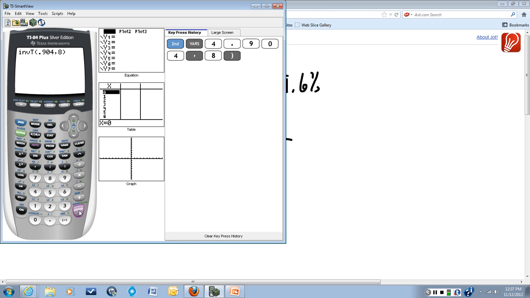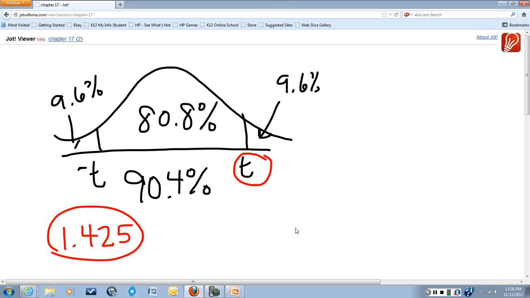Remember to close parentheses, we'll hit enter. It'll think for a minute, and it will give us a critical value of 1.425 if we round it to 3 decimal places. So our answer for the critical value that corresponds to a confidence level of 80.8% with that sample size of 9 is 1.425.